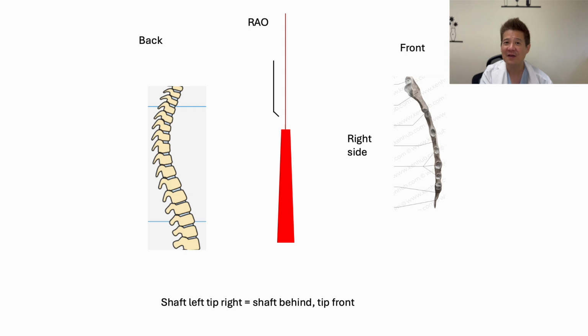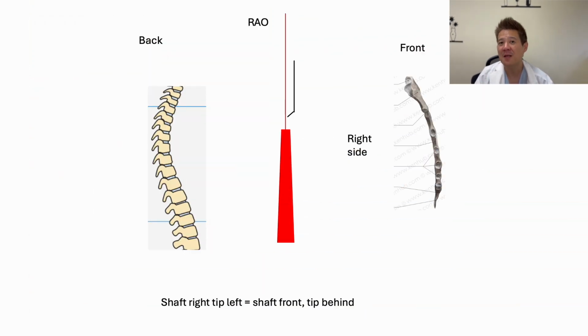Very simple. In this second example, the shaft is on the left-hand side of the screen. So it's nearer the spine. Left-hand side of the screen, in the right anterior oblique view, is opposite, is behind. The tip, however, is pointing to the right-hand side of the screen. In the right anterior oblique view, right and right, same, is pointing in front. And of course, we know the spine is on the left-hand side, the sternum is on the right-hand side. The tip is pointing front, the shaft is at the back.